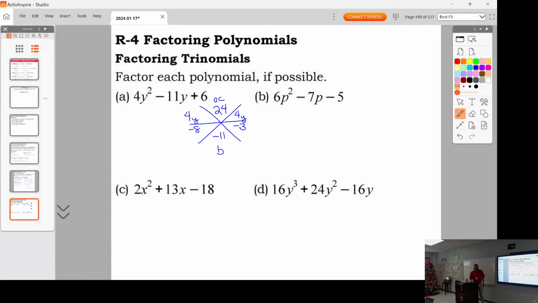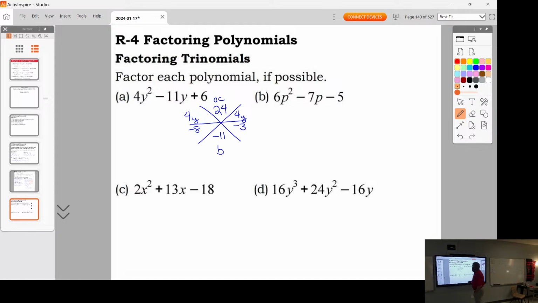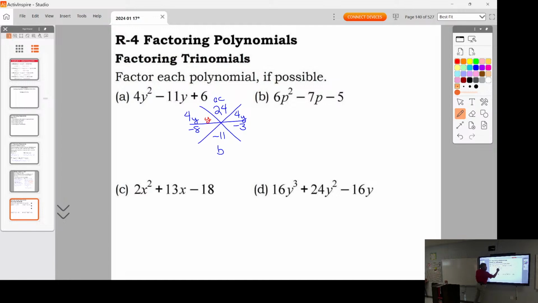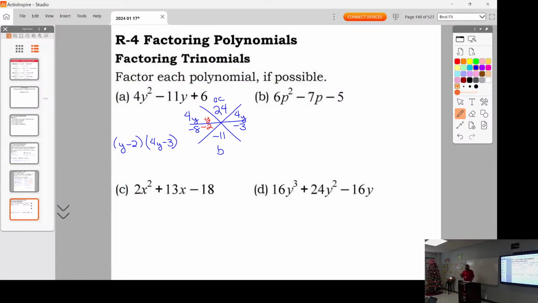What do we do next? Okay, yeah, reduce if possible. Does 4y over negative 8 reduce? What does it reduce to? Y over negative 2. Does 4y and negative 3 reduce? No. So what is my answer? Y minus 2. And does it have to be in that order? No, you could have written down the 4y minus 3 first, right?